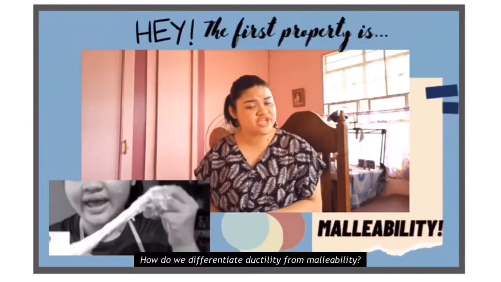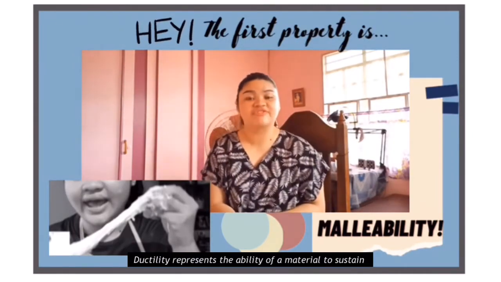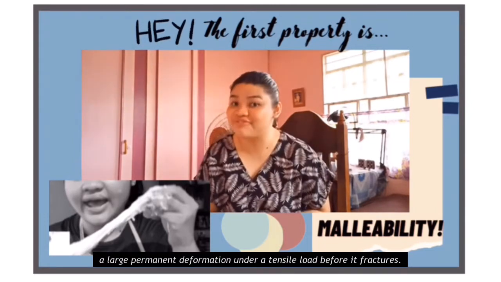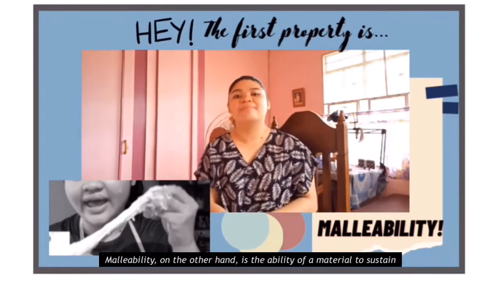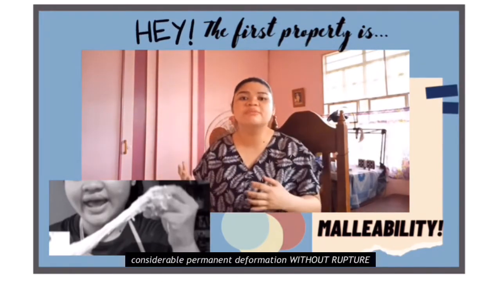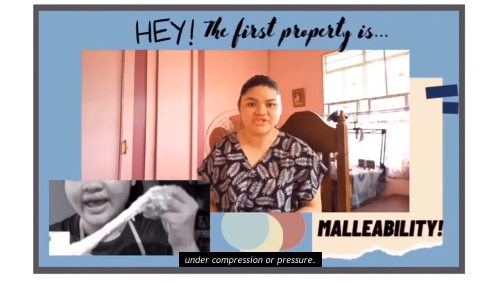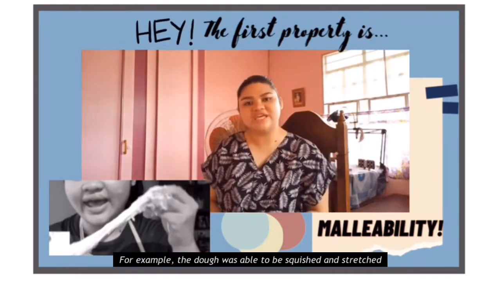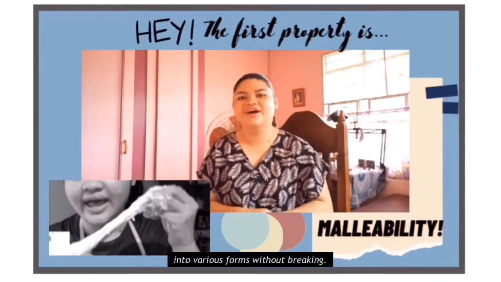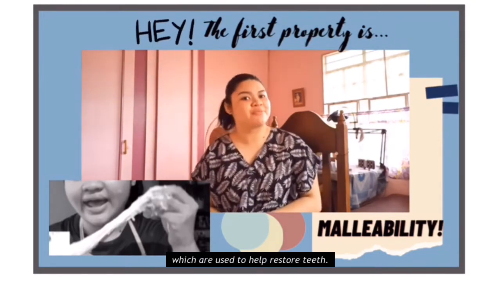How do we differentiate ductility from malleability? Ductility represents the ability of a material to sustain a large permanent deformation under a tensile load before it ruptures. Malleability, on the other hand, is the ability of a material to sustain a considerable permanent deformation without rupture under compression or pressure. For example, the dough was able to be squished and stretched into various forms without breaking. Gold is the most malleable metal, followed by silver, which are used to help restore teeth.